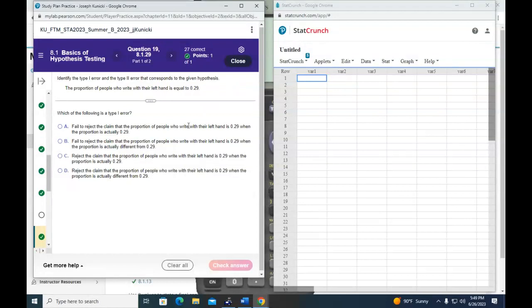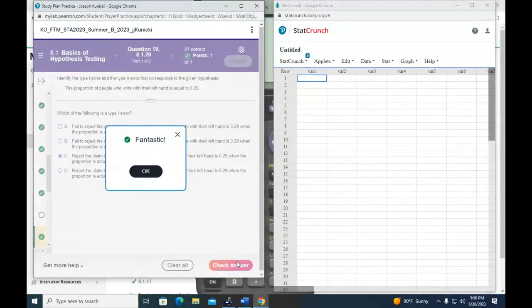But we can word them by just looking at the, is it on here? Well, let's just reason it out. The proportion of people who write with their left hand is equal to 0.29. Which of the following is a type 1 error? Type 1 is reject when it's true. So it would have to be C or D, because A and B say fail to reject. So I would reject it when it's actually true. And that's it. Because if I reject it and it's false, so you can eliminate two of them right off the bat and then figure out from there.